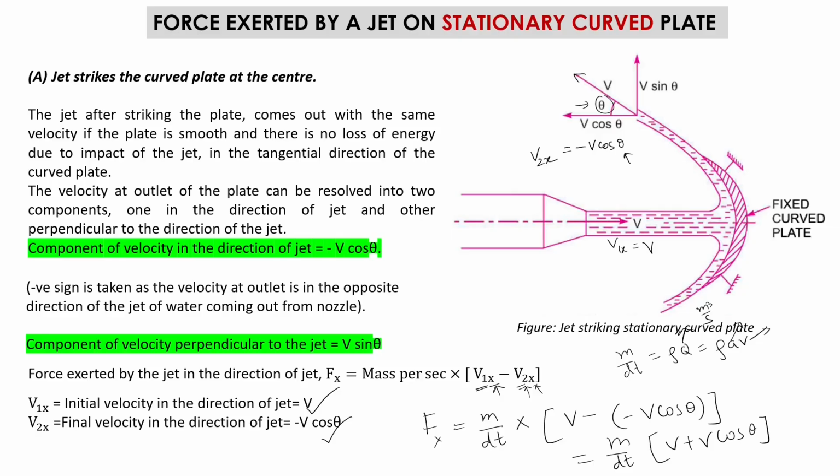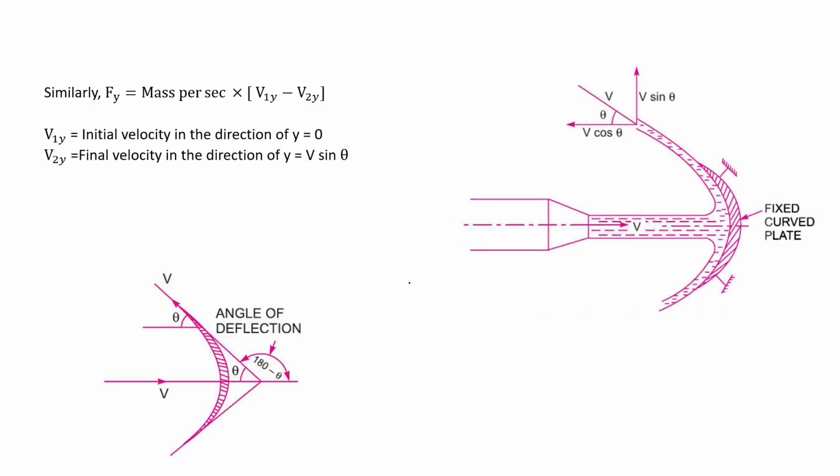Now let us see what is going to be the force exerted by the jet in the direction perpendicular to the jet, which is Fy. If we want to find the value of Fy, it is going to be the same thing: Fy is equal to m over dt, which is the mass per second or the mass flow rate, into (v1y minus v2y). So what is this v1y? The initial velocity in the y direction. And v2y is the final velocity in the y direction.